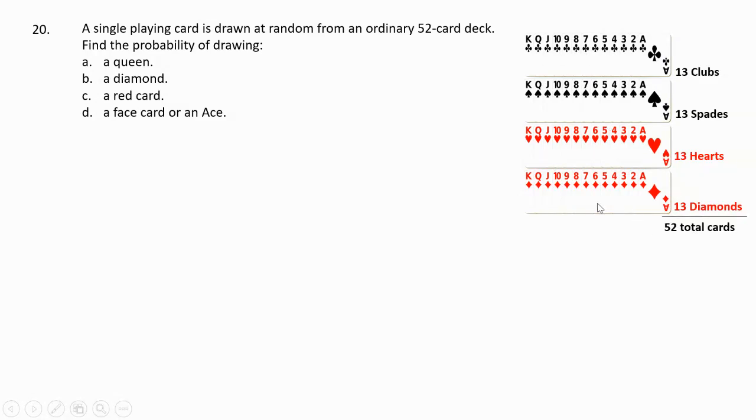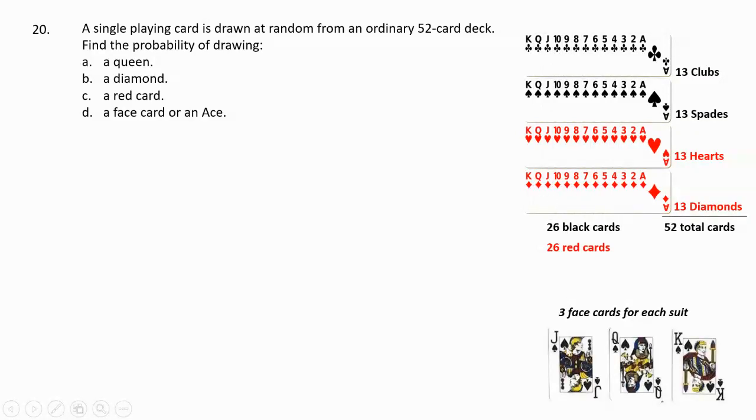Okay, now there's 26 black, there's 26 red. And there's going to be 3 face cards per suit. The face cards are the ones that have a face. So for example, here, each suit has 3 face cards, the jack, the queen, and the king. Now with that said and done, let's answer the questions.